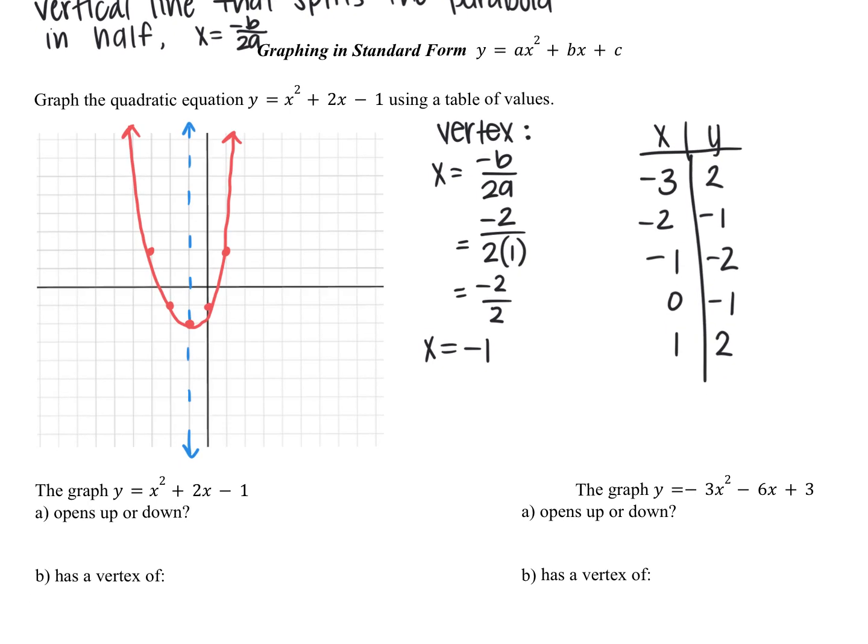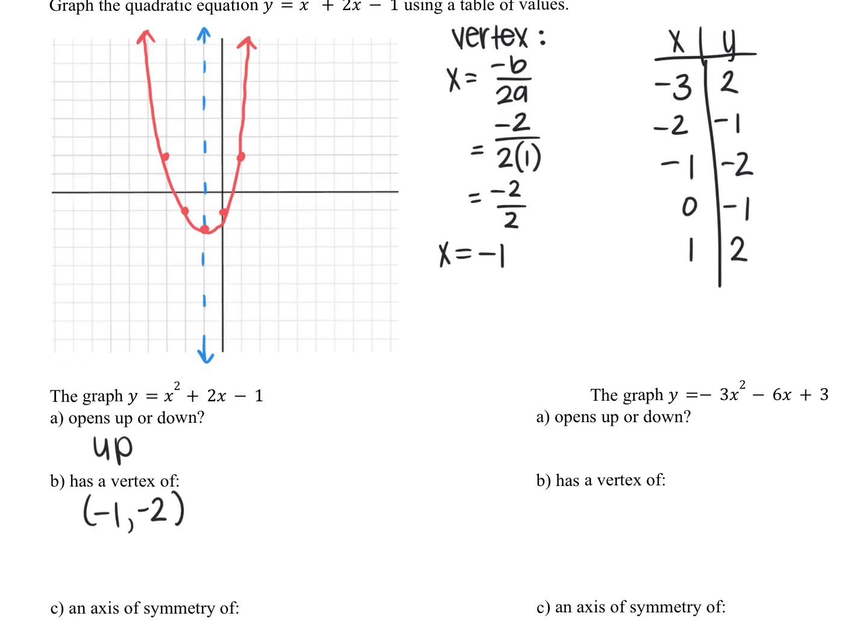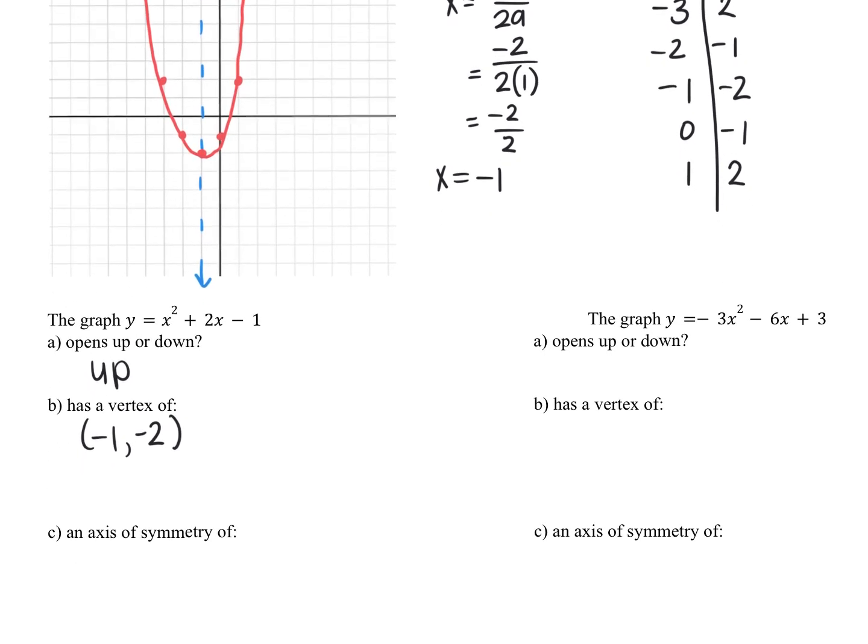So now let's answer a few questions about my quadratic. The first question I want to know is, does my graph open up or down? And it does open up. The next thing I want to know is, where is my vertex, which we already calculated. It's at -1, -2. And then our axis of symmetry, which we found is always the x value of my vertex, x equals -1.